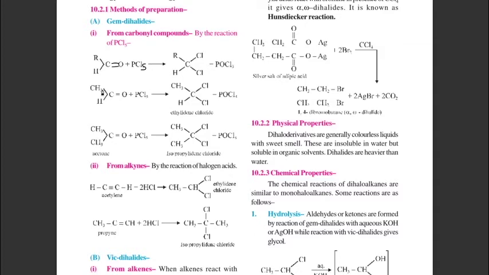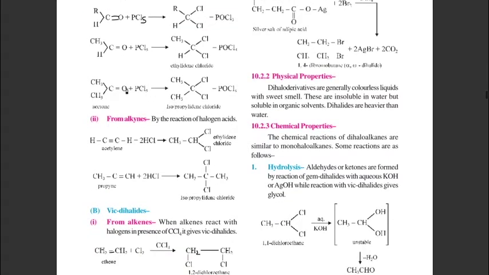Example, ethanal treated with PCl5, then we get ethylidene chloride or 1,1-dichloroethane. Similarly, when any ketone, for example acetone, is treated with phosphorus pentachloride, the same reaction takes place, phosphoryl chloride gets removed and both chlorine atoms are attached to this carbon atom.